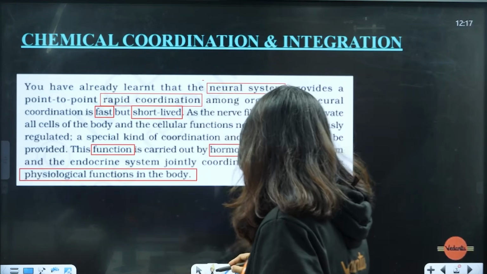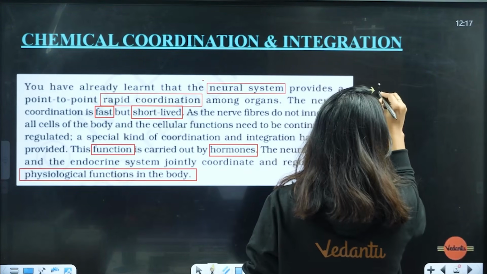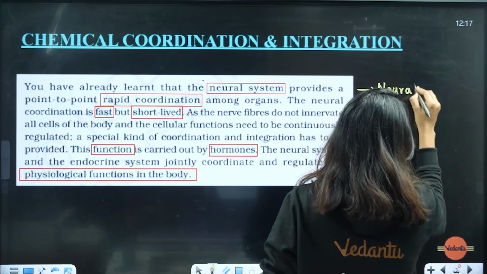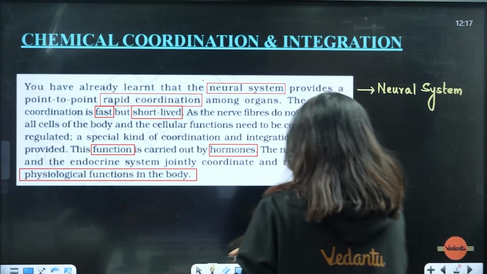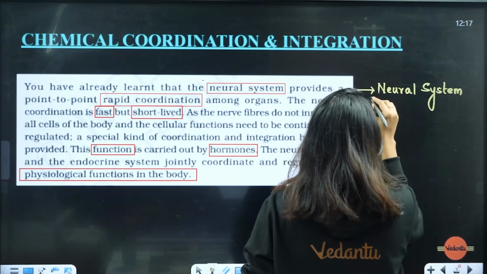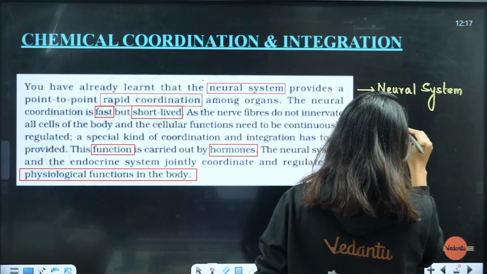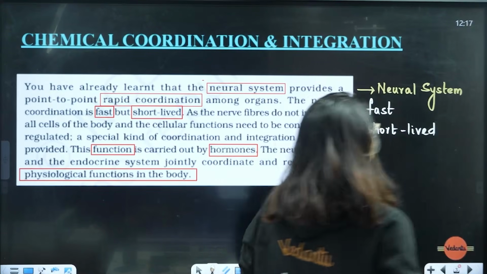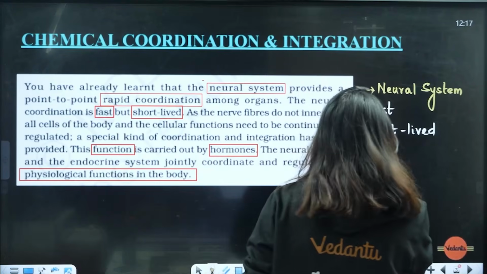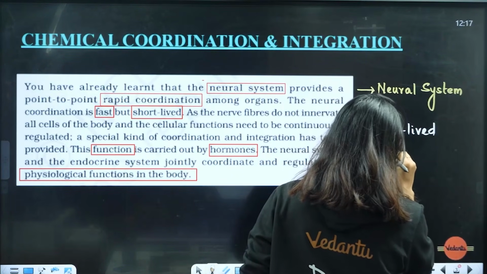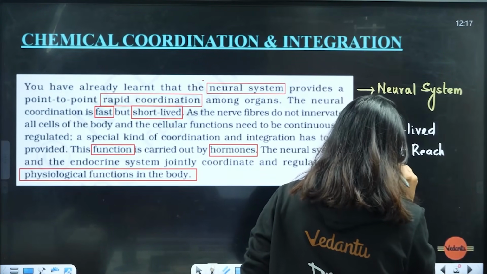So basically in the paragraph, only the important words we are going to write here. Okay, so with NCERT only I'll write my notes as well. Okay, neural system, it is very fast, correct? Impulses travel very fast, but it is short lived because it cannot go for a longer time. So in this, the neural system is already doing this job. Okay, but the problem is students, it cannot reach all the body parts. Okay, cannot reach all the cells especially.